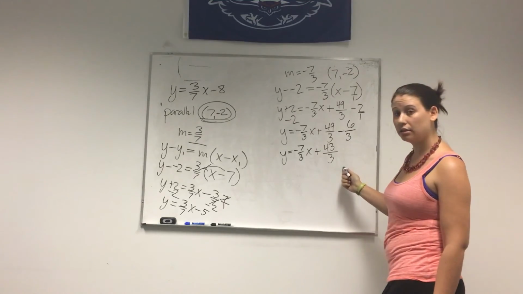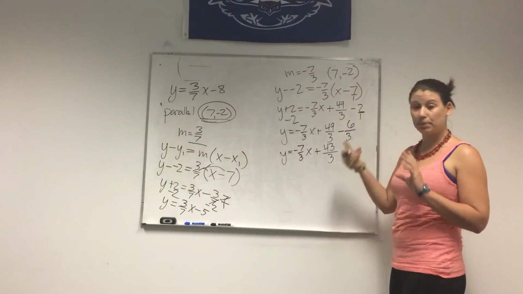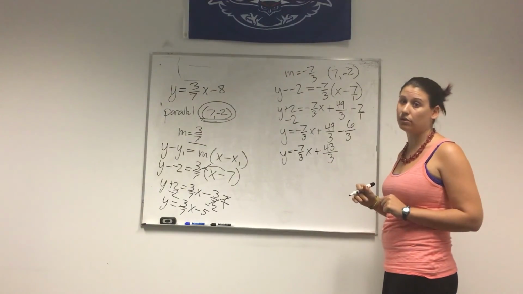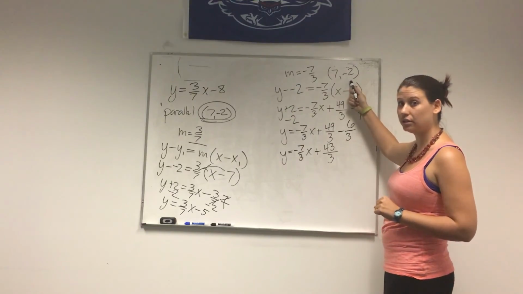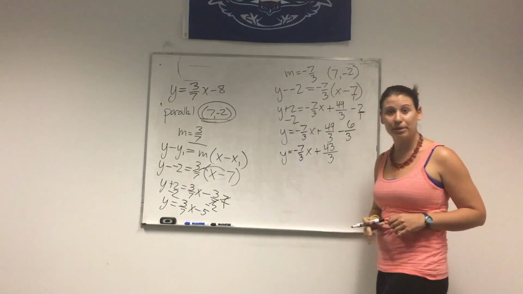This is the perpendicular line, that's the parallel line. They have opposite slopes, right? And completely different b values. So they're very dependent on this point and what their slope is. So that's parallel and perpendicular lines.